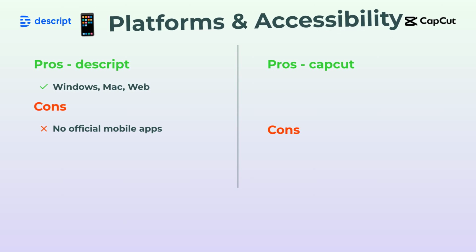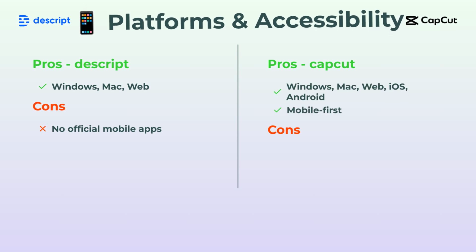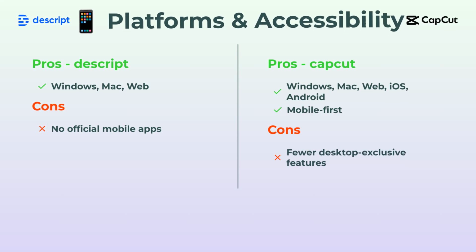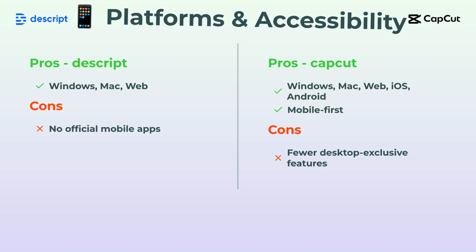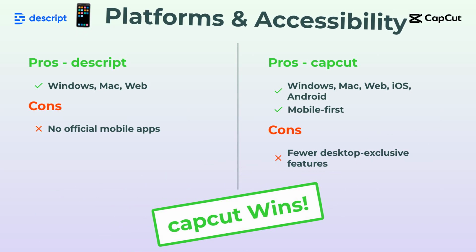CapCut, though, wow. It covers everything. Windows, Mac, web, iOS, Android. It's mobile first and practically everywhere you want to edit. So whether you're on the bus, in bed, or at your grandma's, CapCut's right there. Sure, the desktop version might miss a few fancy features, but for pure accessibility, CapCut absolutely takes this round.